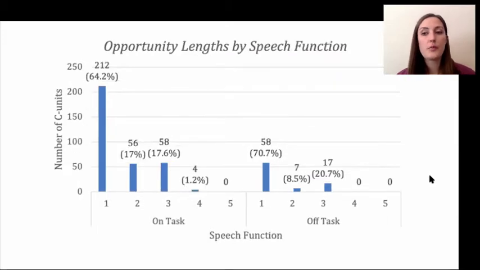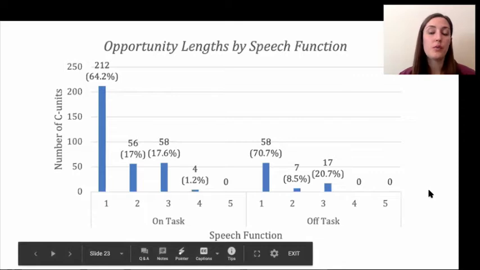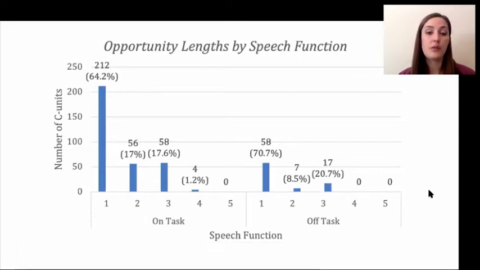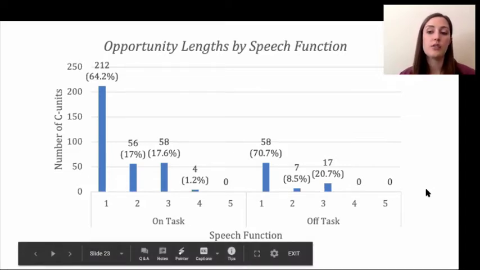So looking at the types of opportunities by speech function, managing an activity was left off because there were only 2 tokens of that. The teacher gave more opportunities for 1-word responses than any other response, both when on task and off task. And when the conversation was on task, the teacher offered almost equal numbers of opportunities for students to respond with a short phrase or a full sentence, but when the conversation was off task, there were more opportunities for students to respond with a full sentence than with a short phrase.